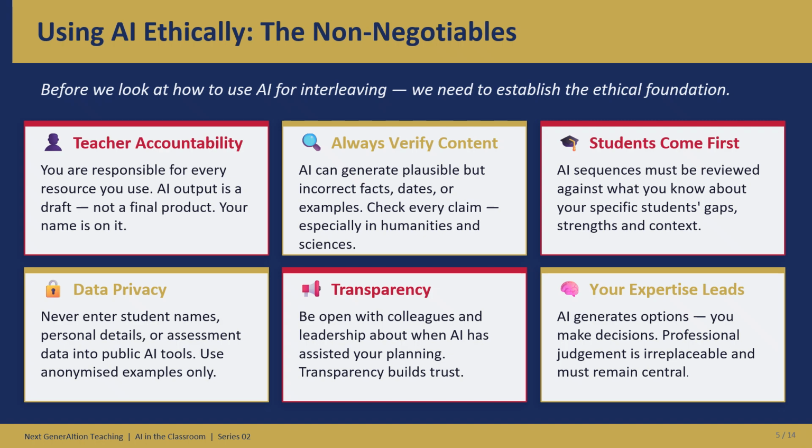Fifth is transparency. Be open with your colleagues, your head of department, and your leadership team when AI has assisted your planning. Transparency builds professional trust. Concealment can undermine it. And sixth, your expertise leads. AI generates options, but you make the decisions. That distinction matters. The moment you stop scrutinizing AI output and begin accepting it without review, professional judgment has been abdicated.